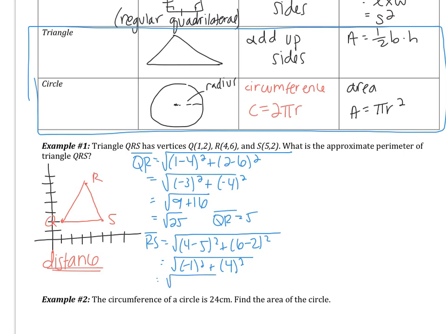So this is going to be the square root of 1 add 16. So RS is going to be the square root of 17. Okay, that was 2 sides, so you're left to do the 3rd side on your own. Right now, pause the video and find QS, please.